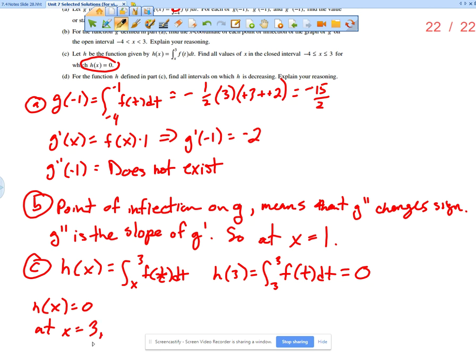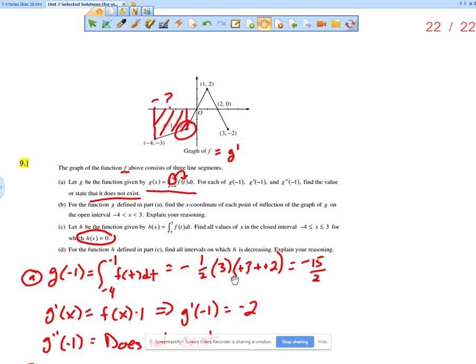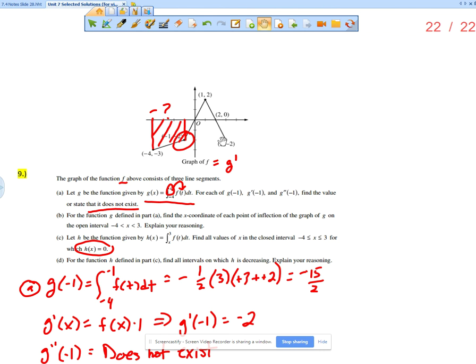Now, what are we saying here? The integral from x to 3 equals 0. So now let's take a look at the graph. Let's go backwards. How about from 2 to 3? What is the integral from 2 to 3? Well, the integral from 2 to 3 would be this value. This is a negative area, that's a negative number. It's not 0, so that's not one of our answers.